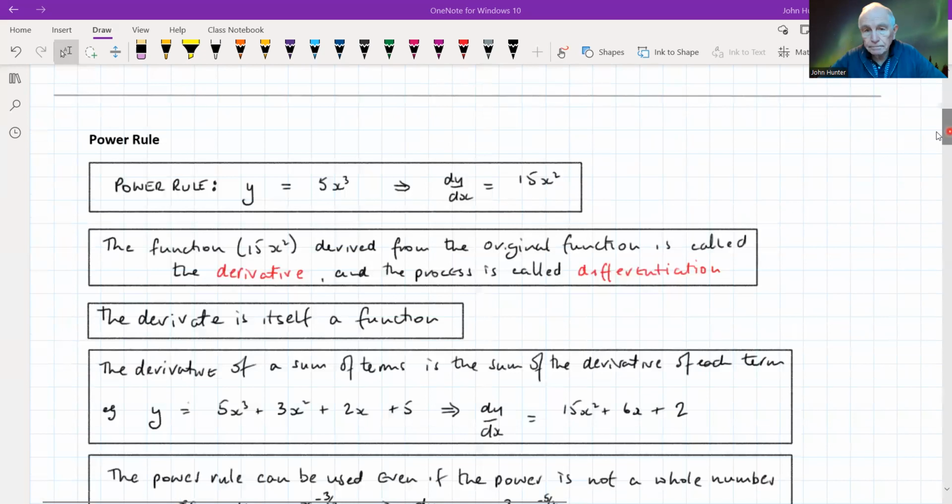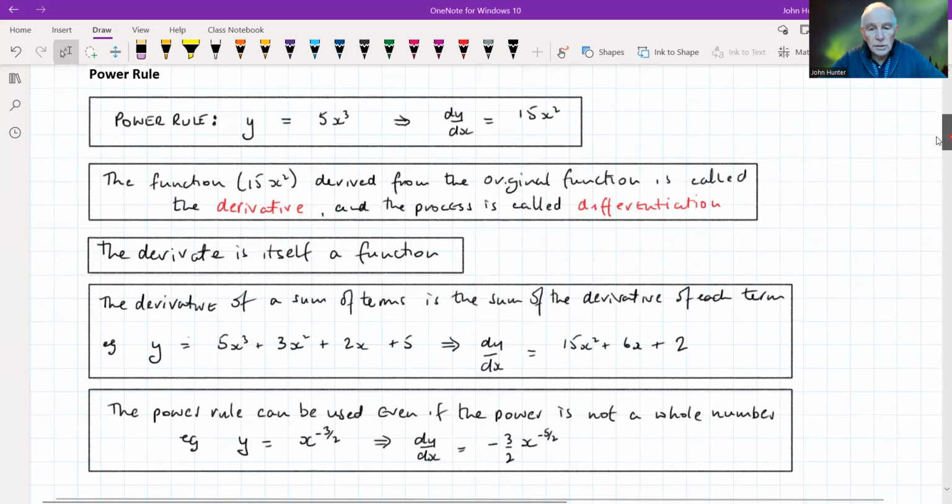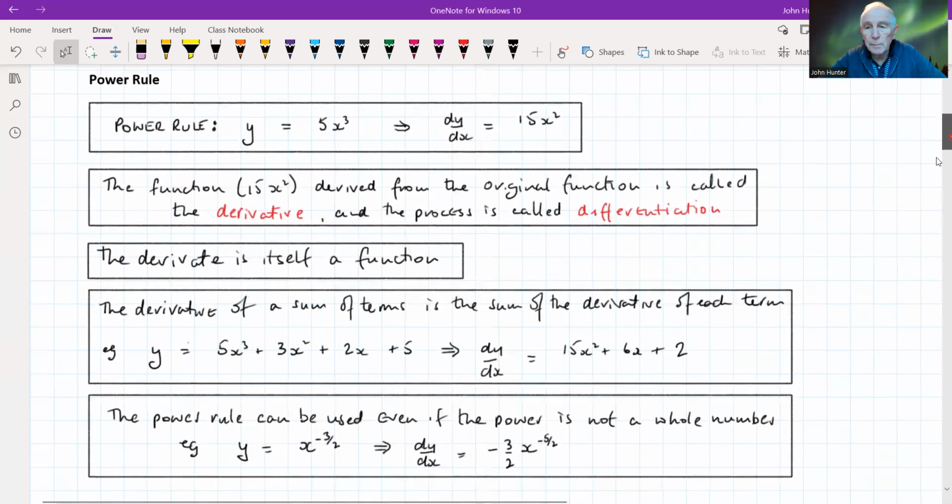Now, the next thing we want to think about is the power rule, because this is fundamental when we're dealing with functions that are polynomials, algebraic functions, we might say. Quite simply, if we've got a function which is y equals 5x cubed, for instance, if you imagine the graph of that, then the gradient would be 15x squared. Now, how have we got that?